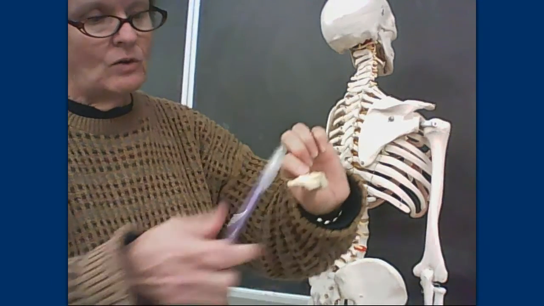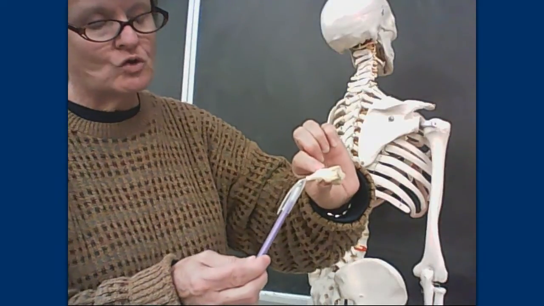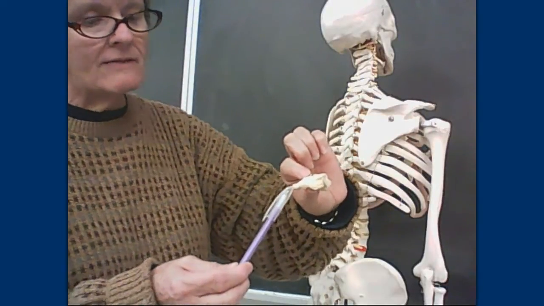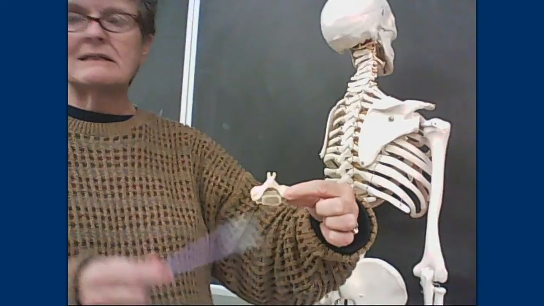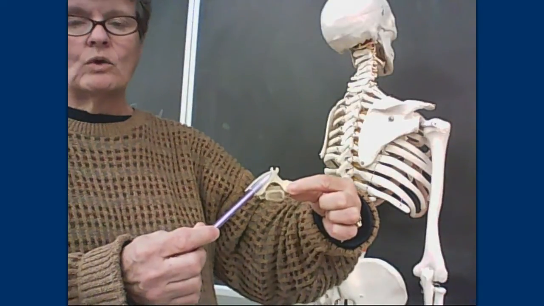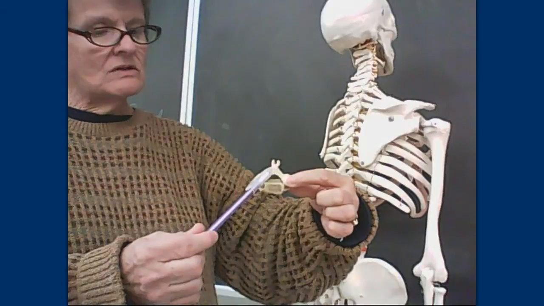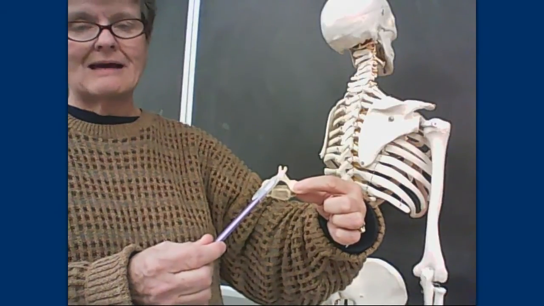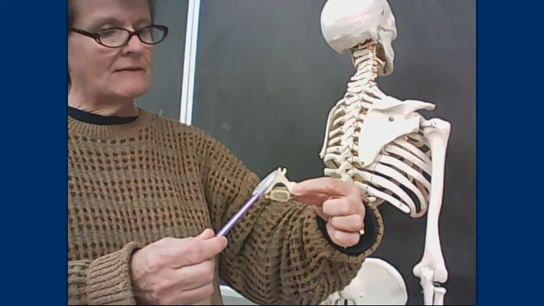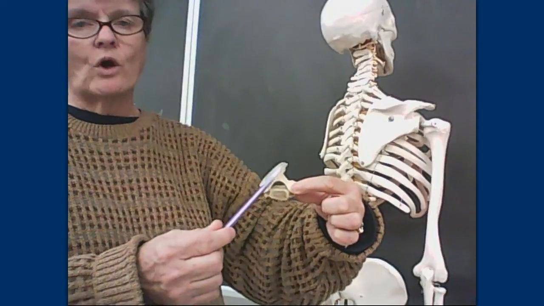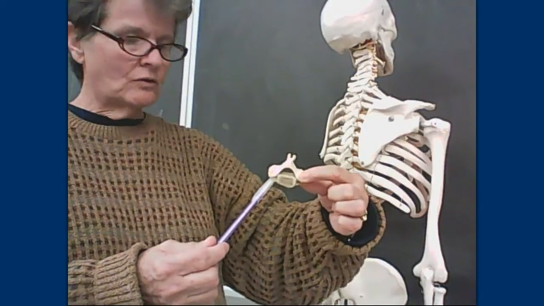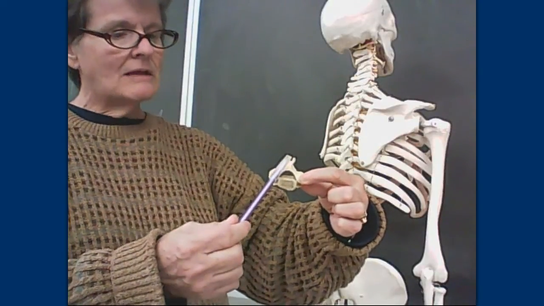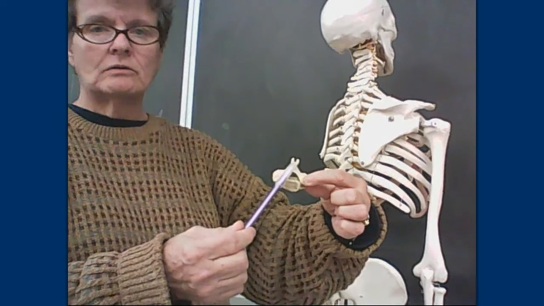And then again, you have this spinous process that protrudes posteriorly. Now, this is another feature that is unique to cervical vertebrae in that the posterior spinous process is forked. We call that bifid. So this is another way you can recognize a cervical vertebrae: the transverse foramen, or the hole in the transverse process, and the spinous process is forked.